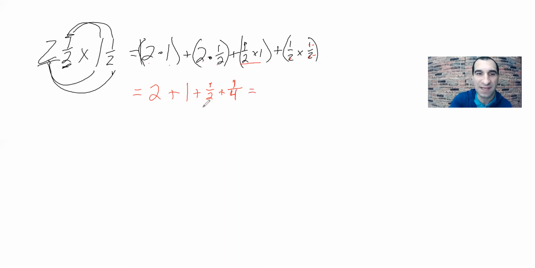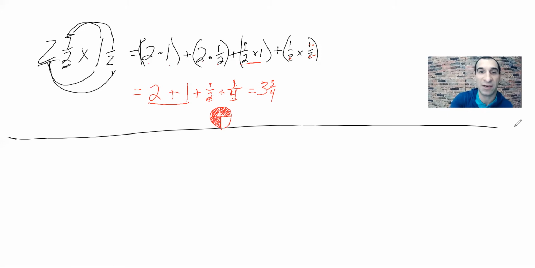Now I need to add these together. Well, I can add my whole numbers together. 2 plus 1 is 3. And then I want to add 1/2 plus 1/4. Well, think about what this looks like visually. I can't just add these together because my denominators are different. So I'm going to think about fourths, because I can break up my half into fourths, right? So 1/2 I know is 2/4. And then I'm adding that to 1/4. So what do I have? Well, I have 3/4 now. So 2/4 plus 1/4 is 3/4. Now that's one way you can look at this problem.